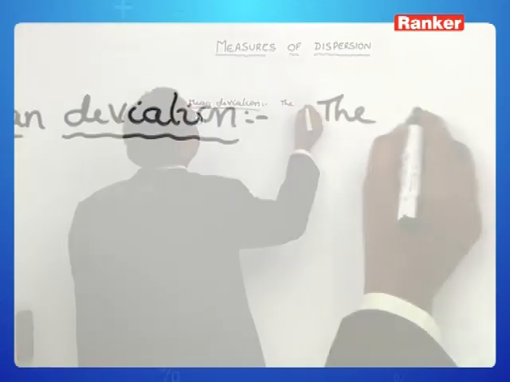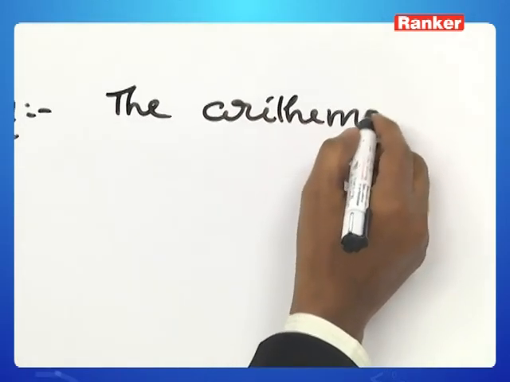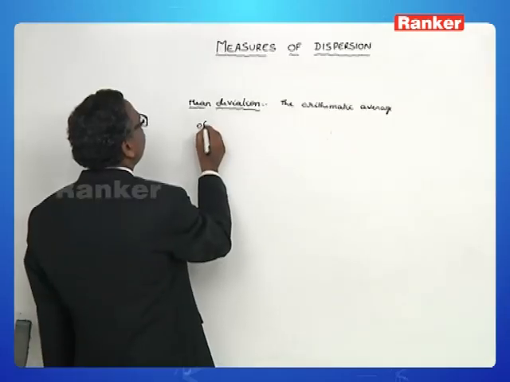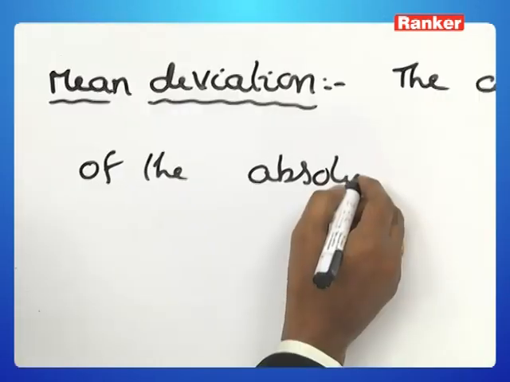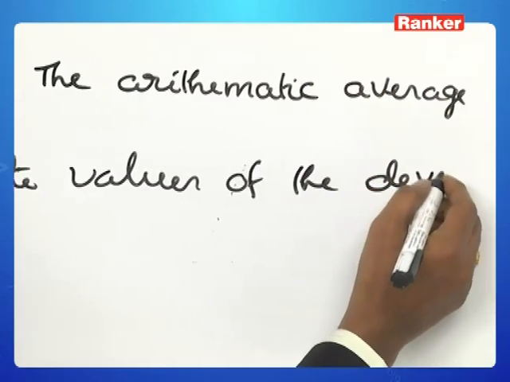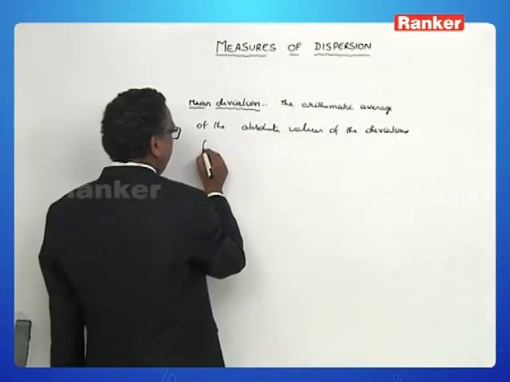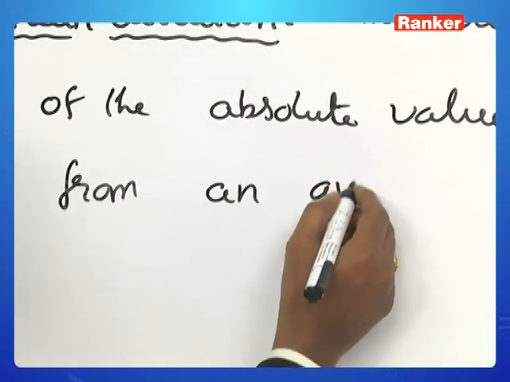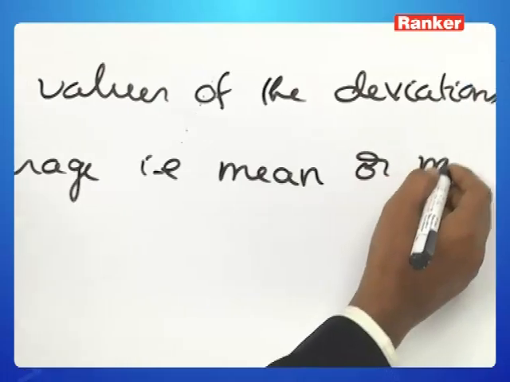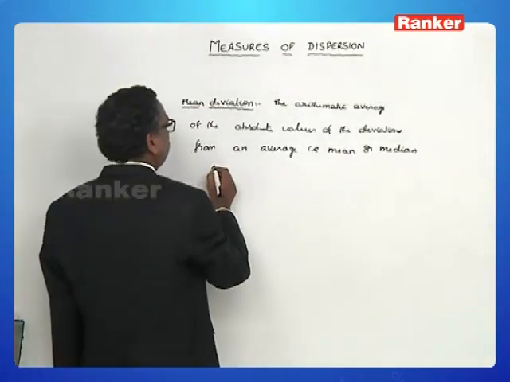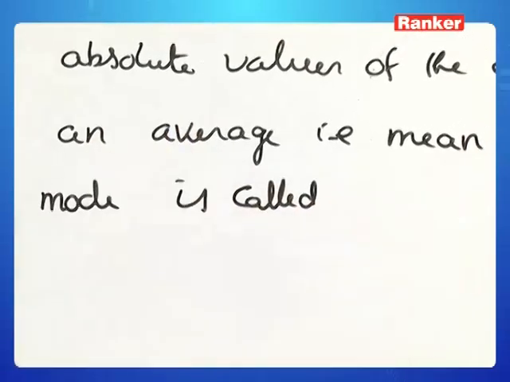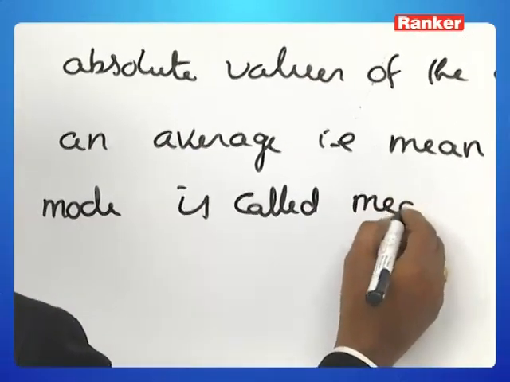The arithmetic average of the absolute values of the deviations from an average, that is mean or median or mode, is called mean deviation.